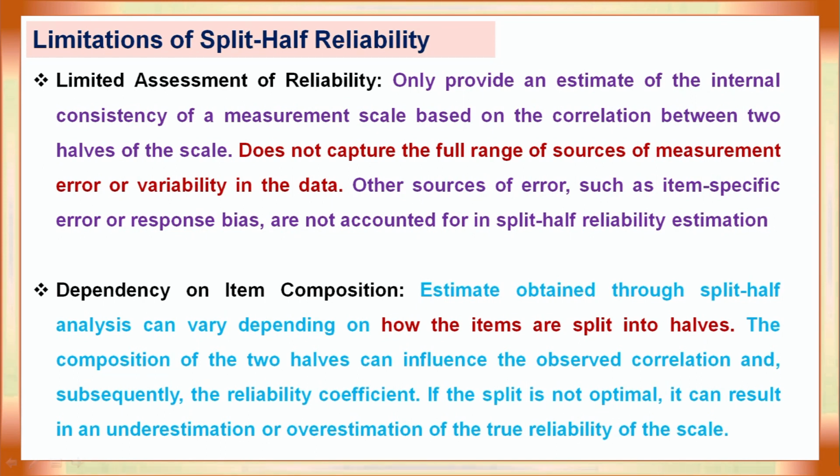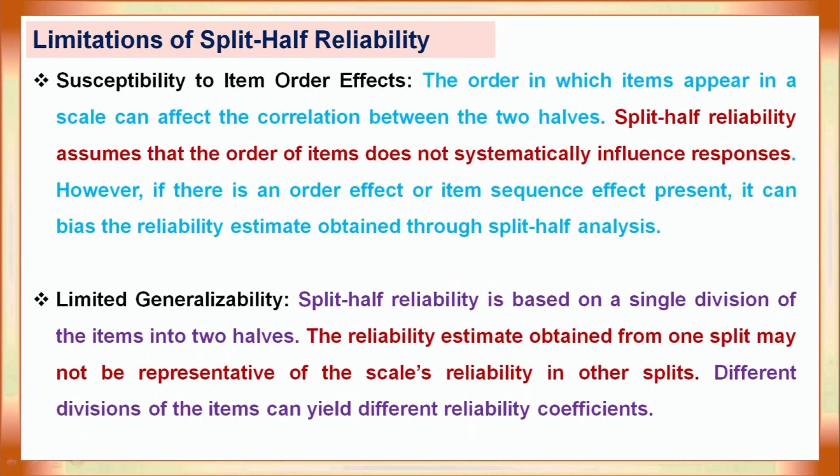Second is that it depends on the item composition. The estimate obtained through split half analysis depends on how the items are split into halves. That is why there is the method of Cronbach's alpha. In the split half method only one combination of the items is taken into consideration. So, what about the other possible combinations? That is the second limitation.